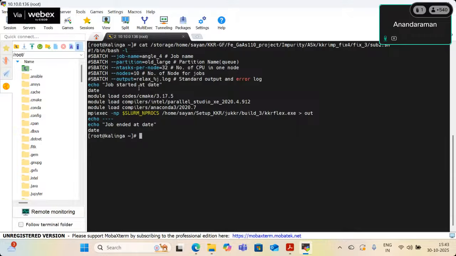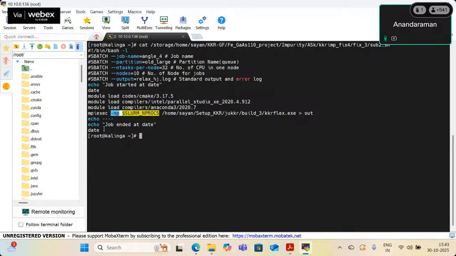Okay. So job started at date. So date, this is a command, so it will bring the date and time. Then he is just loading the modules and executing this executable with hyphen np, and here the 320 will be substituted, so the same program will be running on 320 cores. Okay, so this is how the user is submitting.